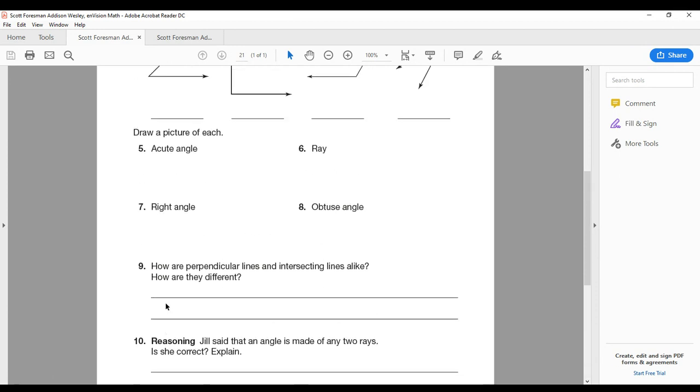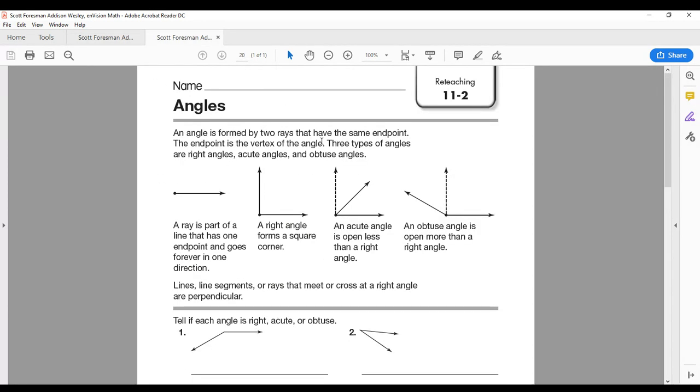So again, for reference, you can always go back to the video or back to reteaching 11-2 and make sure to just ask your classroom teacher if you have any questions.